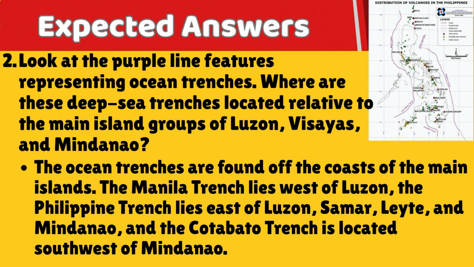The ocean trenches are found off the coast of the main islands. The Manila Trench lies west of Luzon. The Philippine Trench lies east of Luzon, Samar, Leyte, and Mindanao. And the Cotabato Trench is located southwest of Mindanao.